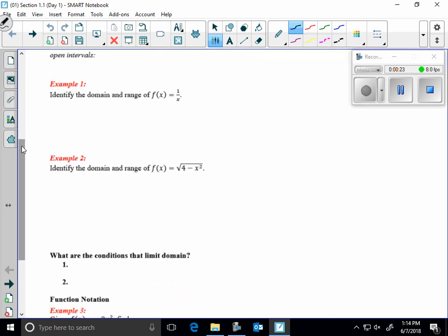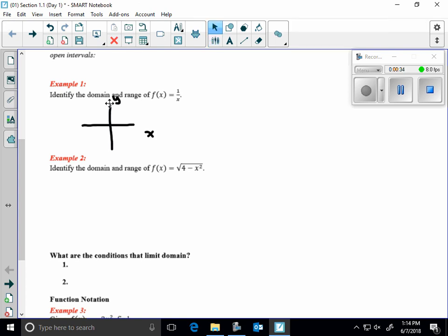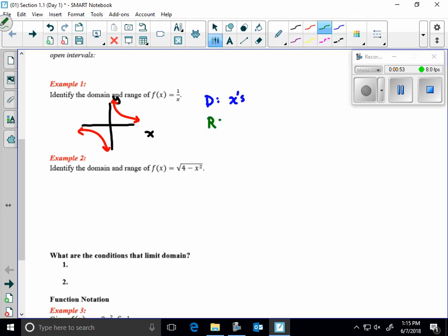Let's first start off by identifying the domain and range of the function f of x equals 1 over x. You may recall that the graph of f of x equals 1 over x looks like this. So our domain and range: domain has to do with your x values, and your range has to do with your y values.